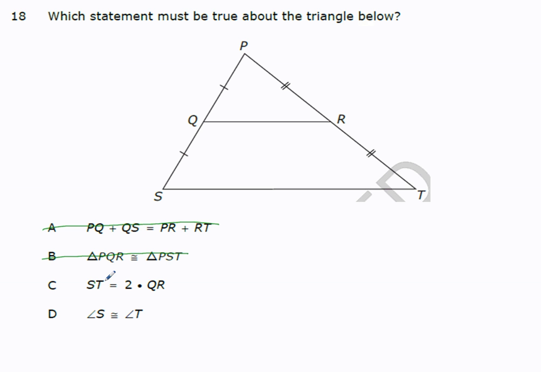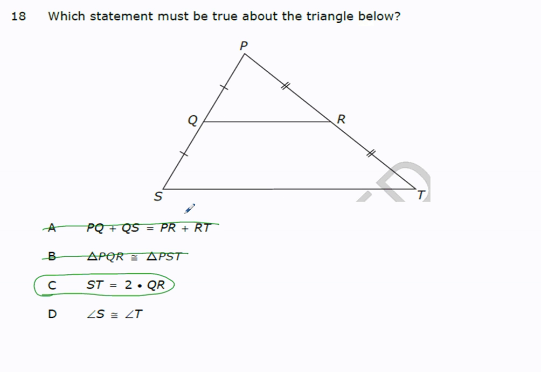All right, see, ST is equal to 2 times QR. Well, PS is equal to 2 times PQ, and so that's the ratio for all of these sides. So ST is 2 times QR. All right, so that is the answer. And if you're looking at your mid-segment theorem, that's exactly what it says, that this segment is half of this segment. So if you multiply it by 2, they're equal.